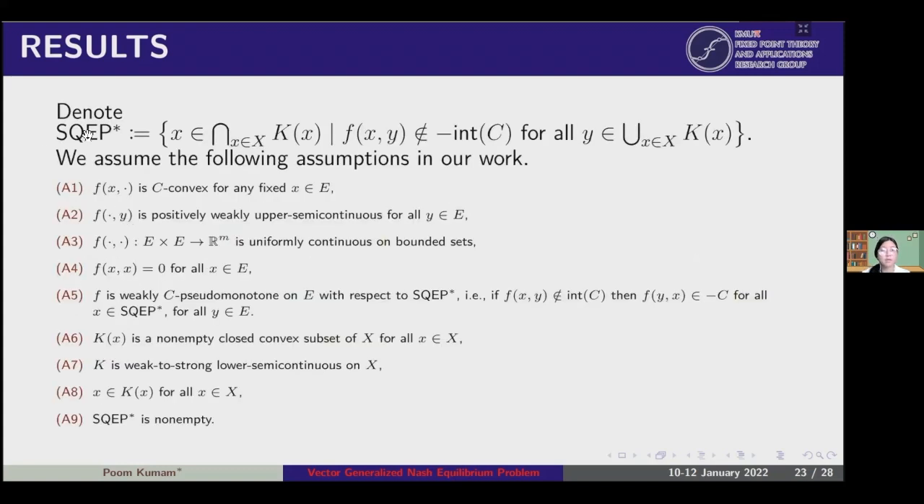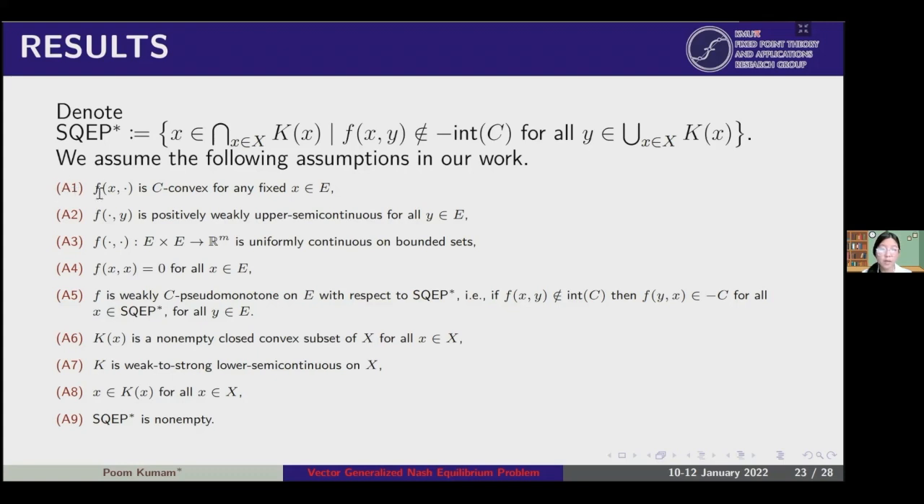In our work, we denote that S_QEP star is the set of x belonging to the intersection of all K of x such that F of x,y does not belong to the minus interior cone C for all y from the union of K of x for all x in X. Then in our work, we assume the following assumptions.